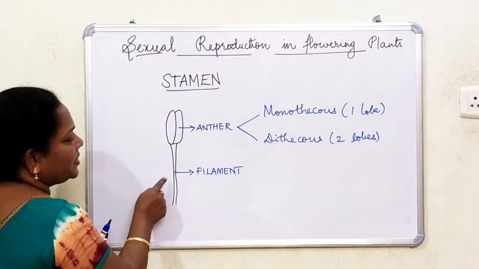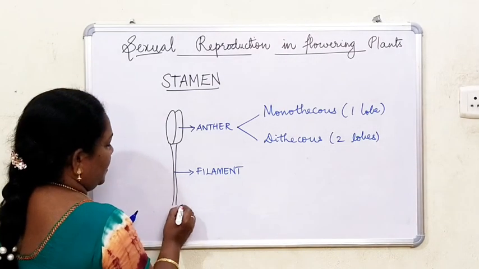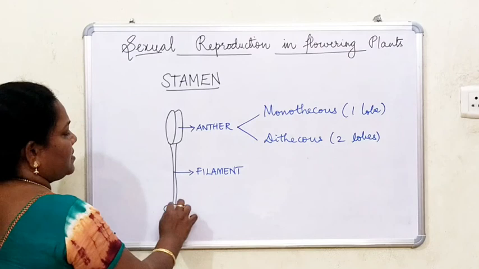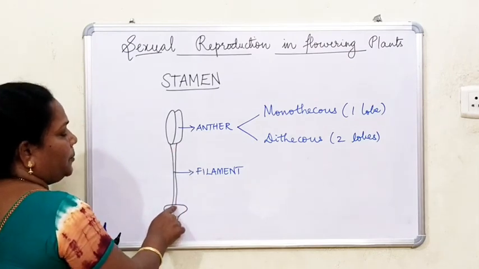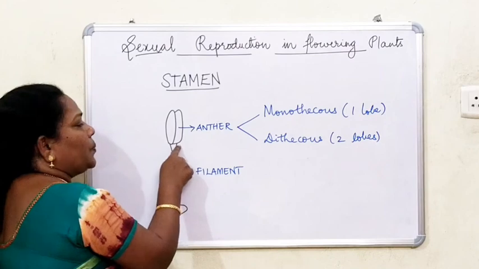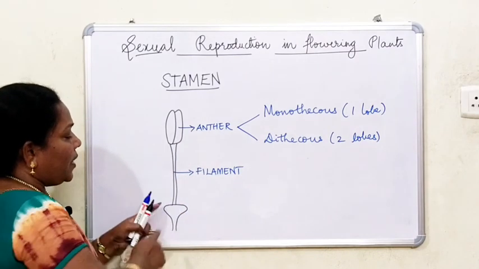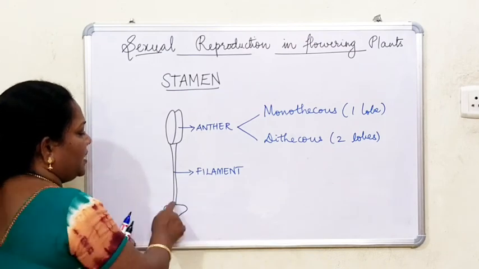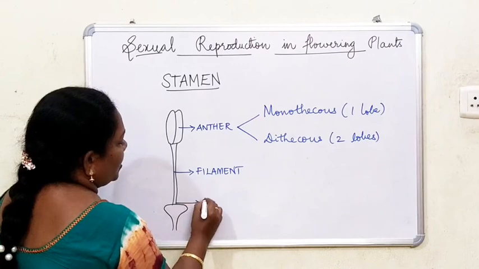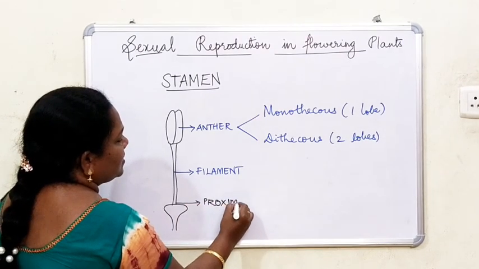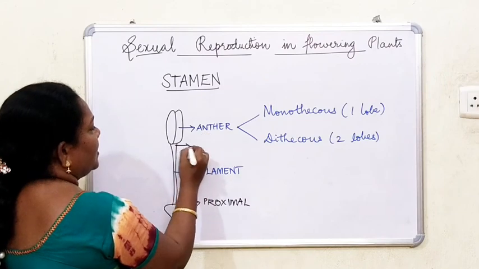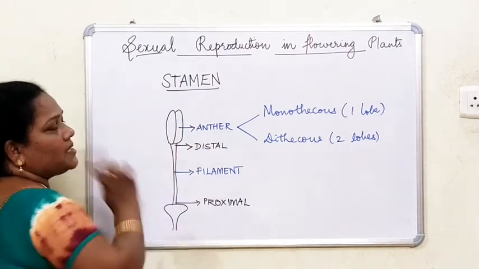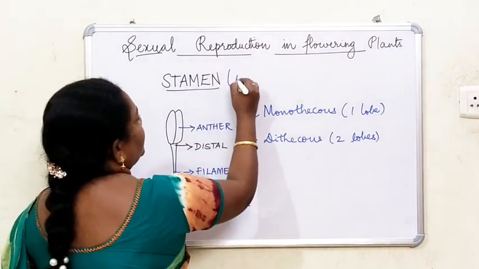When you look at the filament, if this is the torus or receptacle or thalamus where the filament arises, this end is called the proximal end, and this is the distal end. Why is it the proximal end? Because it is attached to the origin. This region is the proximal end of the filament, and where it is farther away, it is called the distal end of the filament. Both together are called the stamen, the male reproductive part of the flower.